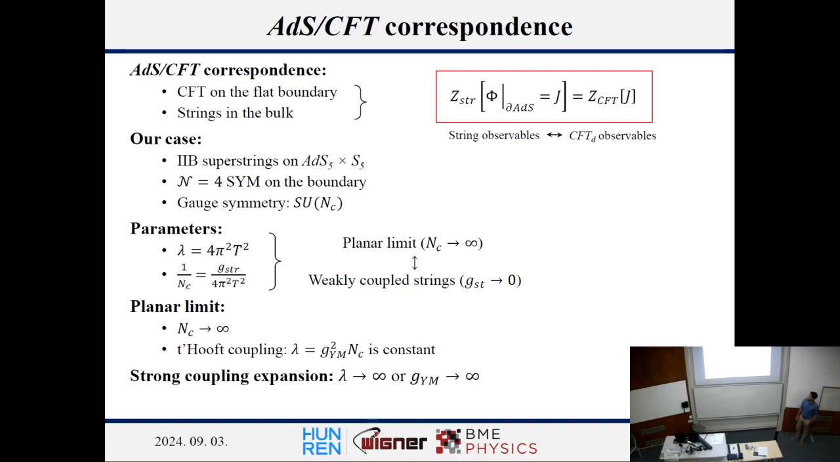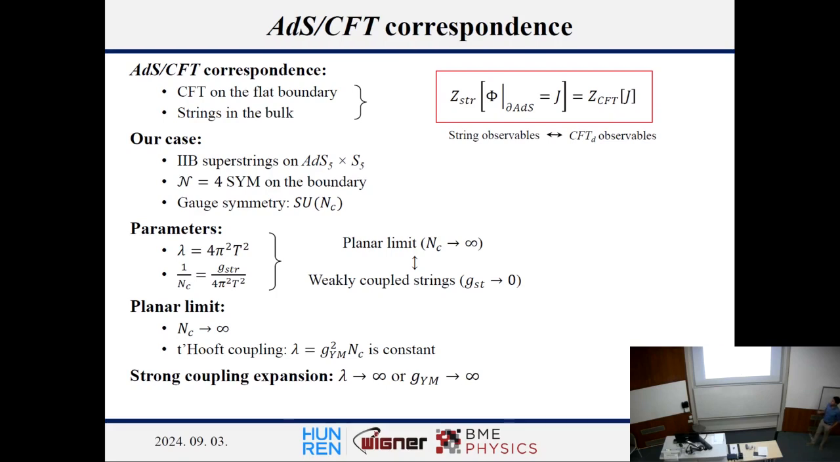I would like to give you a brief introduction about AdS/CFT, but most of the things you've heard in the morning session. The scenario we are considering is AdS5 × S5, which is dual to N=4 super Yang-Mills theory. The whole idea of the AdS/CFT correspondence is that you can match the string observables with the flat CFT observables. Since you can match these observables, you can also match the parameters. What is important for us is that there is the 't Hooft coupling, which corresponds to the Yang-Mills coupling, and also the string coupling.